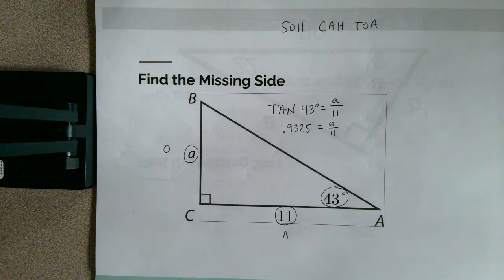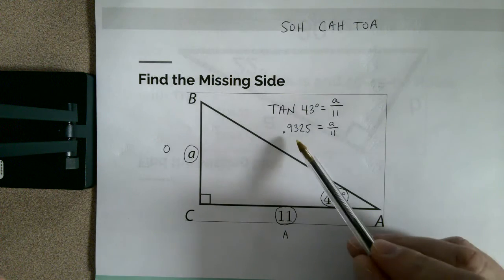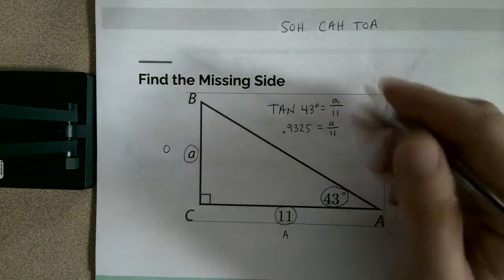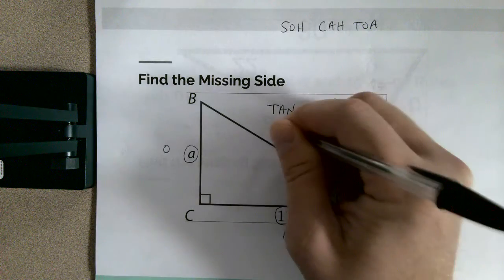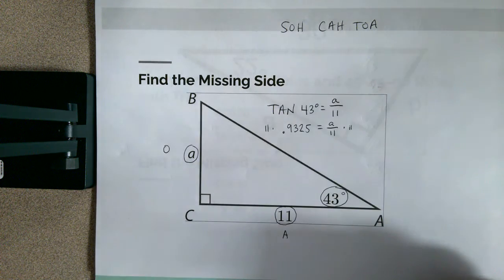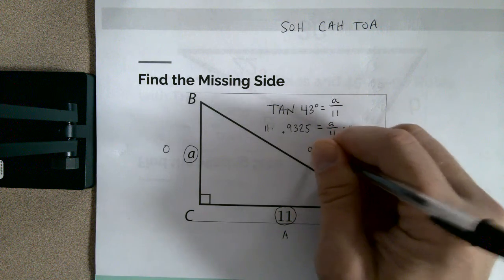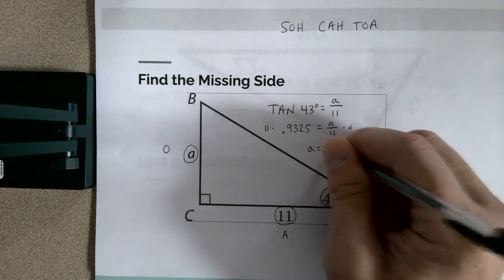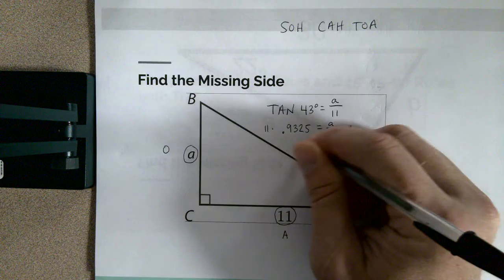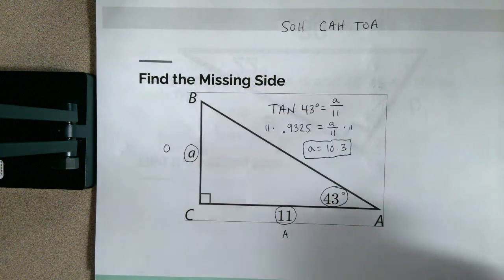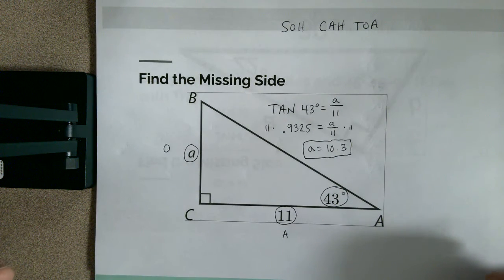Go ahead and finish the problem. To finish the problem, I'm going to take this 0.9325 and multiply both sides by 11 to get A by itself. So if I take 0.9325 and multiply it by 11, I end up getting 10.257. I'm going to round to the nearest tenth. So the length of A here is 10.3, approximately. That's rounded to the nearest tenth.